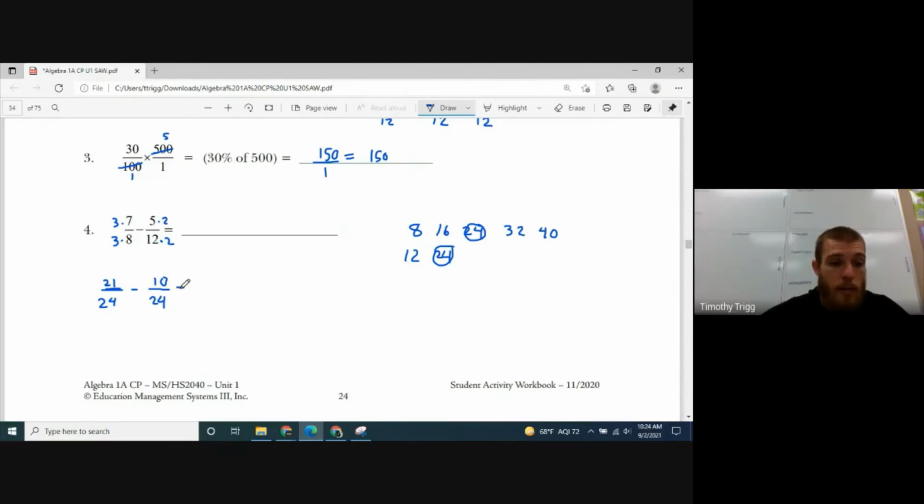Now that I'm subtracting here, once they have the same denominator, you keep that denominator, do not subtract those, but you do subtract the numerators. So 21 minus 10 is 11, so our answer is 11 24ths.